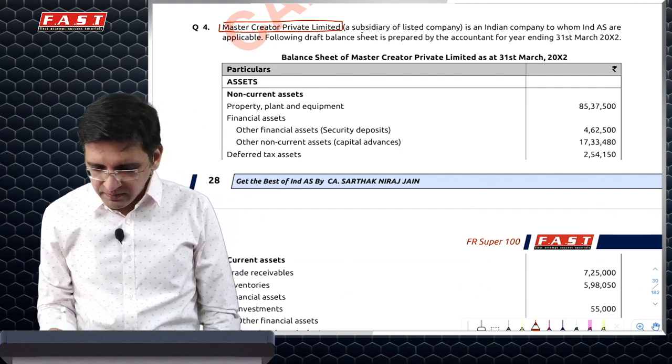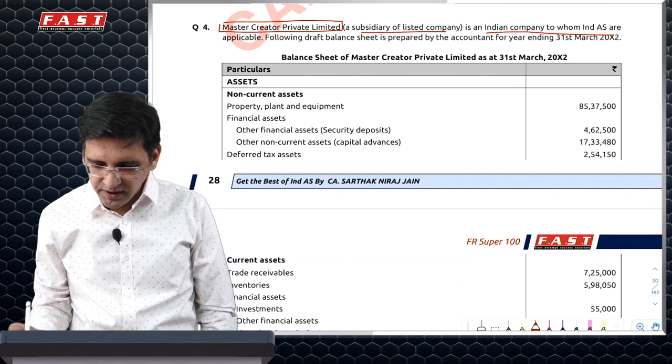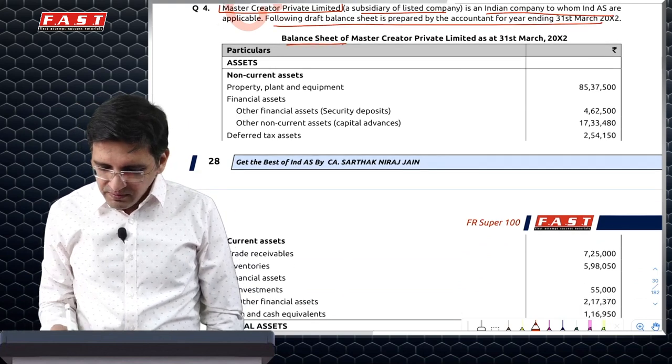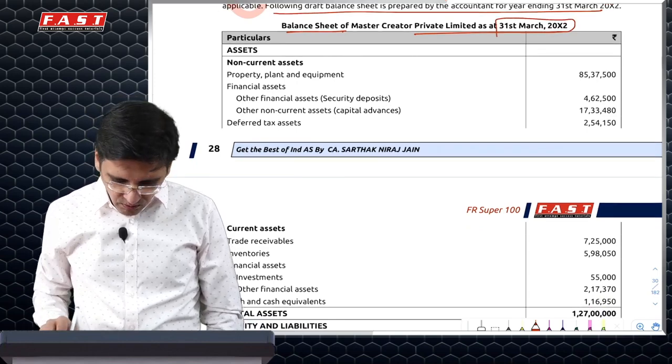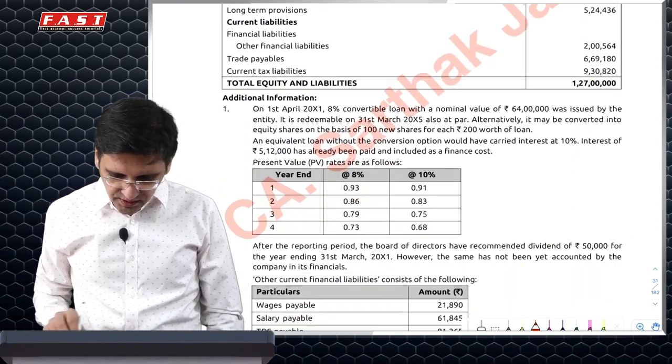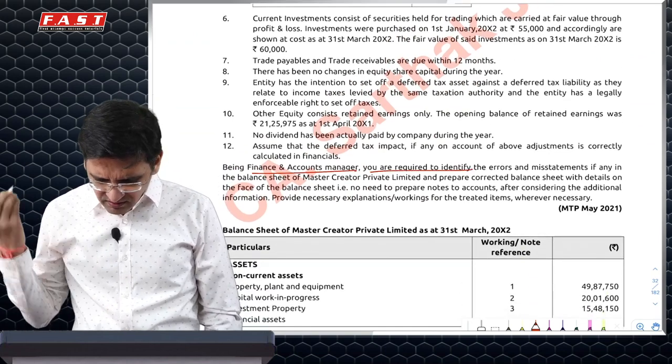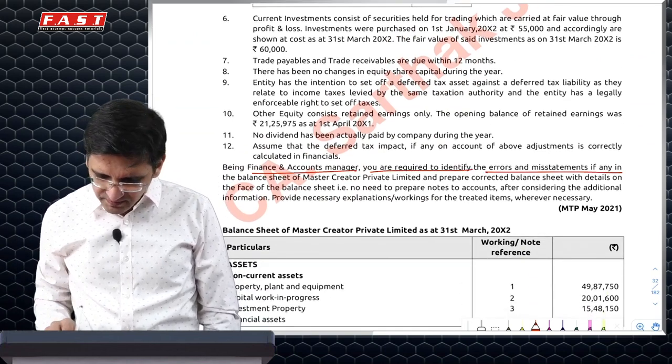Master Creator Private Limited, a subsidiary of a listed company, hence follows Ind AS. I have given you the draft balance sheet. So we have the balance sheet for 31st March 2002. Let's see what the question says. A lot of additional information. You are the accounts manager, or CFO.